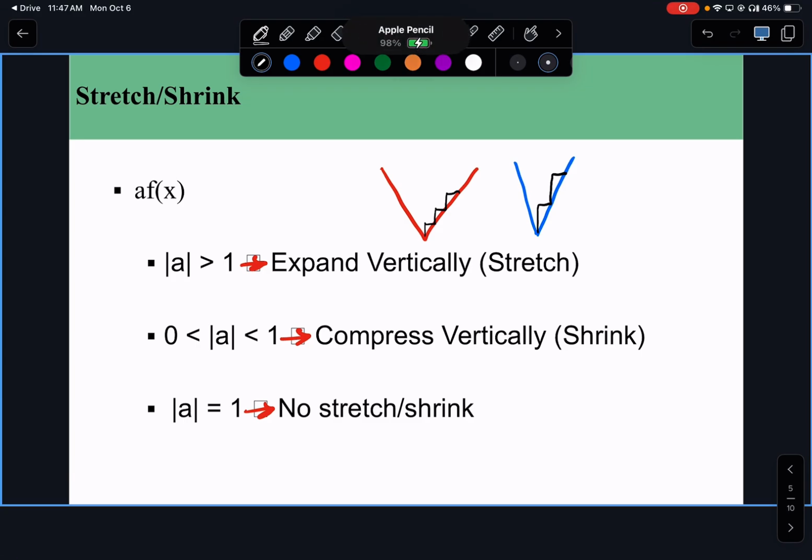If it's less than 1 but greater than 0, so a fractional part, it's going to shrink it. It's going to compress it. So if we're thinking about the same graph and we had 1/2, it might look like this. Because now it's going to go up 1, but over 2, because that's 1/2. Up 1 over 2, up 1 over 2.